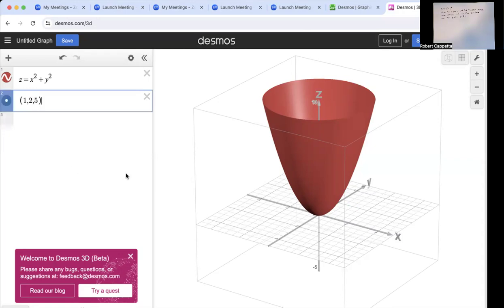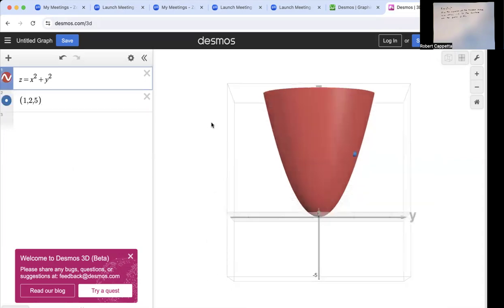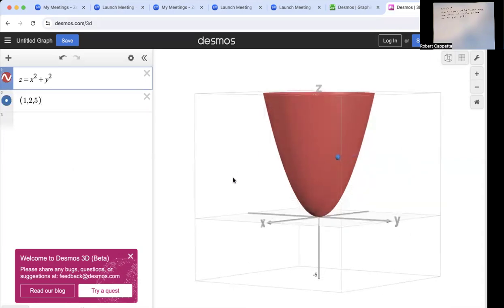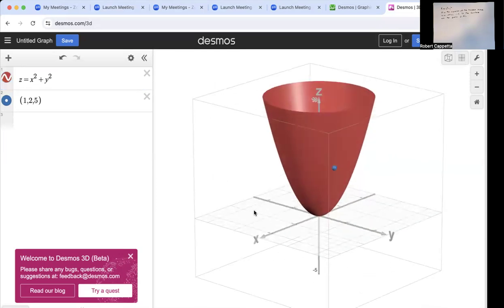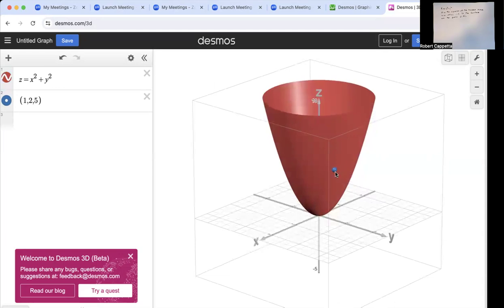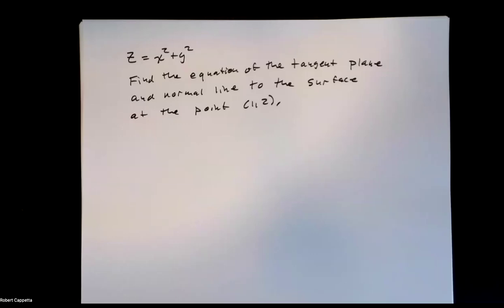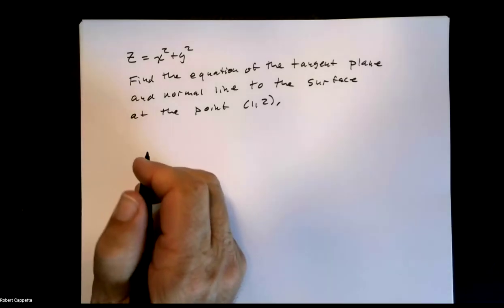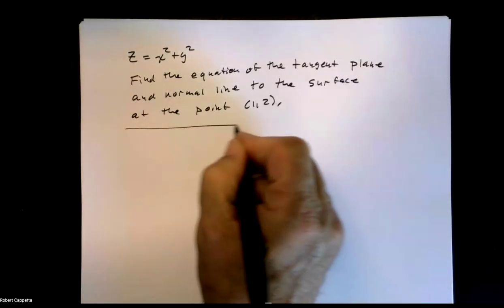And we are interested in finding out where the tangent plane is at that point 1, 2, 5. So we see that blue dot there. What will the tangent plane be and what will the normal line be at that point to that surface? Now, what's our goal? I want to use the fact that the gradient is orthogonal to the level surface. Now, z equals x squared plus y squared is not a level surface, but I can get there.